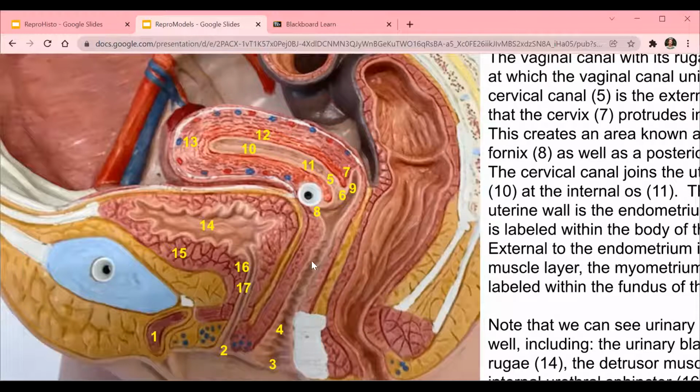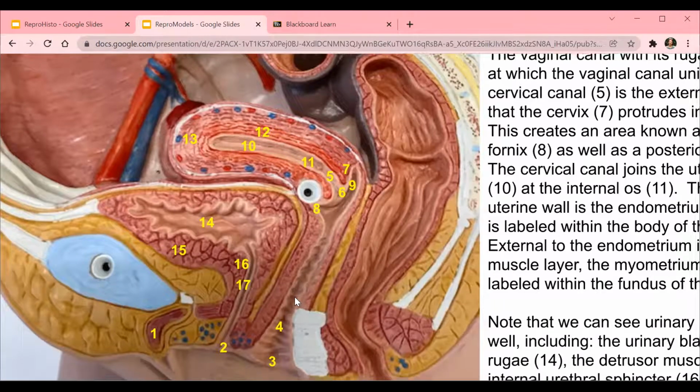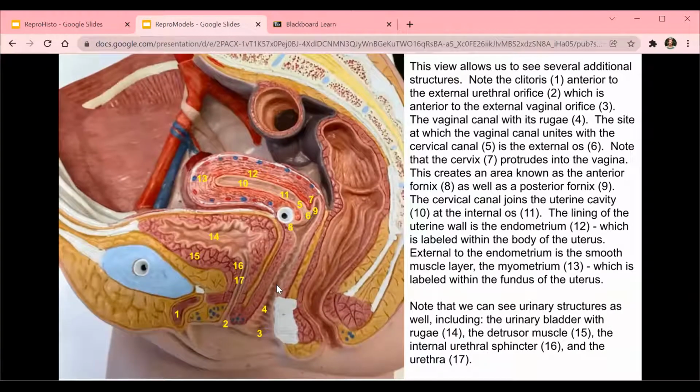This is the vagina or vaginal canal, and at the end of the vagina, you can see the external vaginal orifice. Pay attention, the vagina is a fibromuscular tube, and this tube has many rugae inside, which can help expansion of the vagina at the time of intercourse and labor.